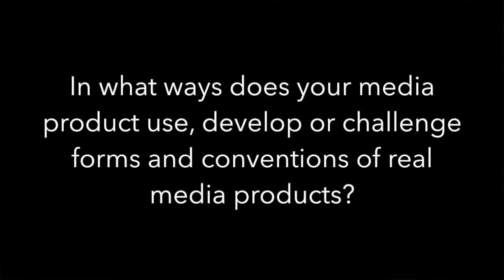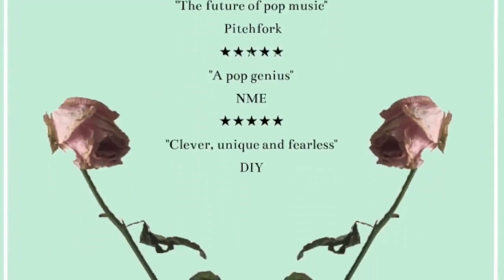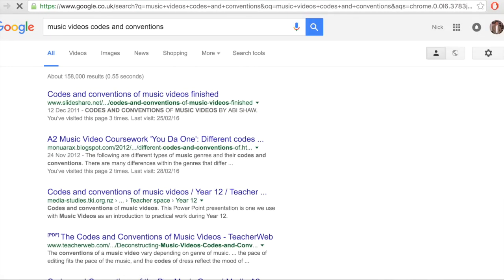Evaluation question number 1. In what ways does your media product use, develop or challenge forms and conventions of real media products? So I chose to create a music video along with a magazine poster and a digipack. But when planning to create my media product, I knew I had to spend a long time researching music videos in order to gain a higher understanding of the codes and conventions within different music genres and the genre I was going to choose for my own music video.